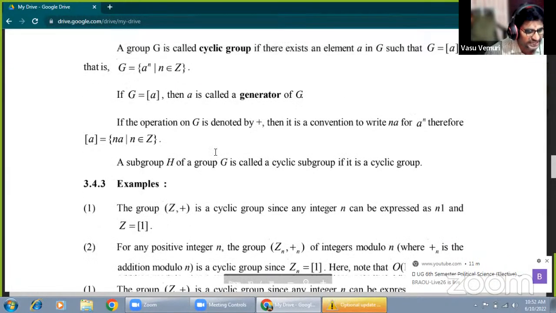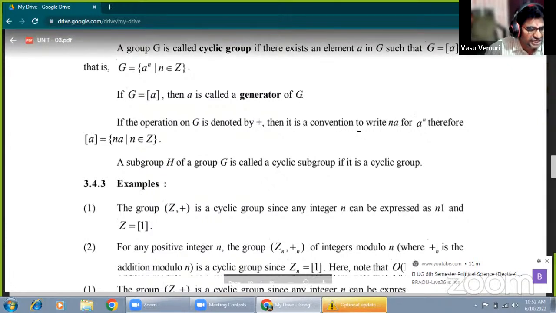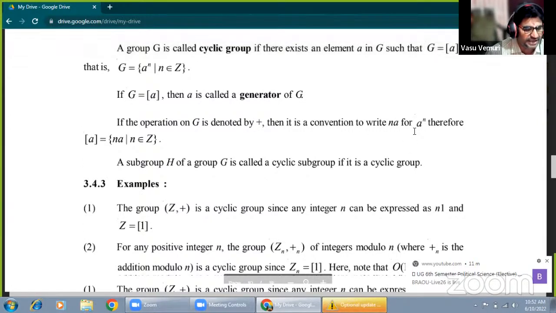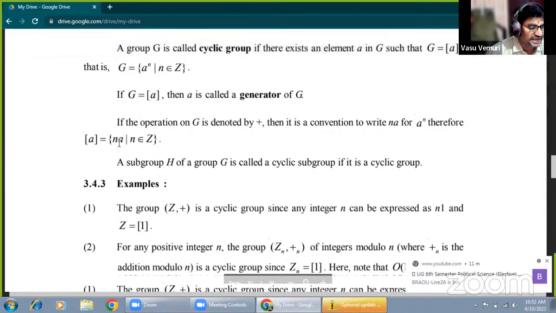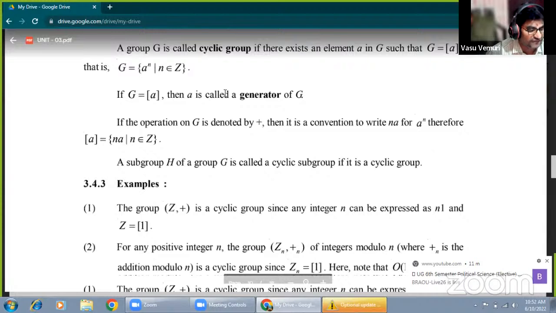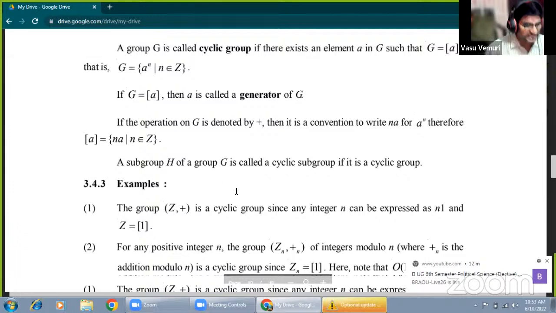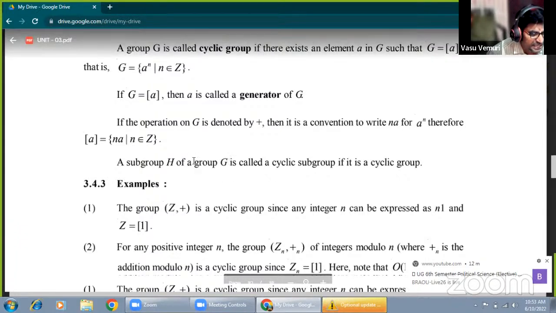Now, there are two generators in a cyclic group. In addition, a power n can also be written as n into a, because a plus a, up to n times or n terms. Here, generated by a in addition notation is n into a. In the multiplication notation, it is the set of a power n, here n belongs to Z. In additive notation, with addition as the binary operation, the group generated by a equals the set of n a, here n being an integer. That's enough.